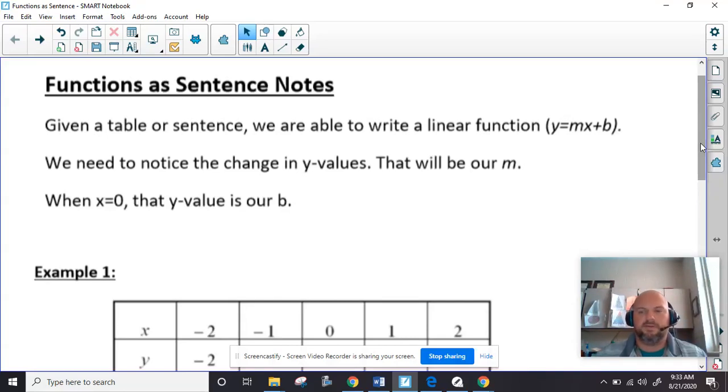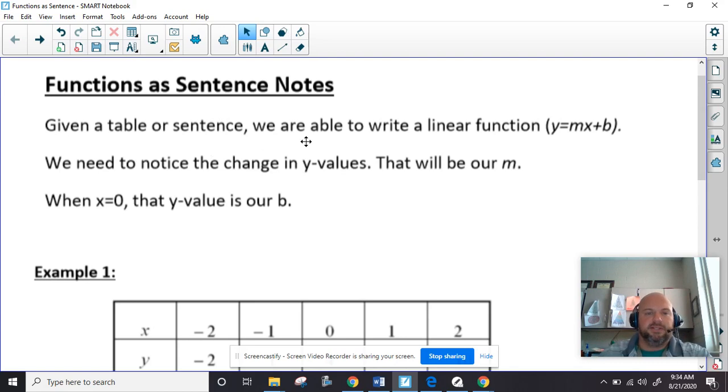So our next part of this functions unit, or getting into functions, is functions as sentences. Now, at this point in time, with this stuff going on and we're being virtual, I kind of want to do it the opposite way, which is typical Mr. Jeffries fashion. Okay, I'm not going to have you write a sentence. We're going to actually use sentences and charts and go backwards. I think you'll actually get more out of that personally with what we have going on. So that's kind of what we're doing.